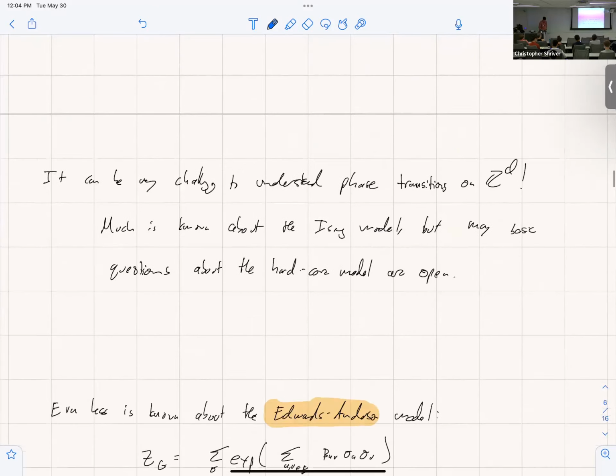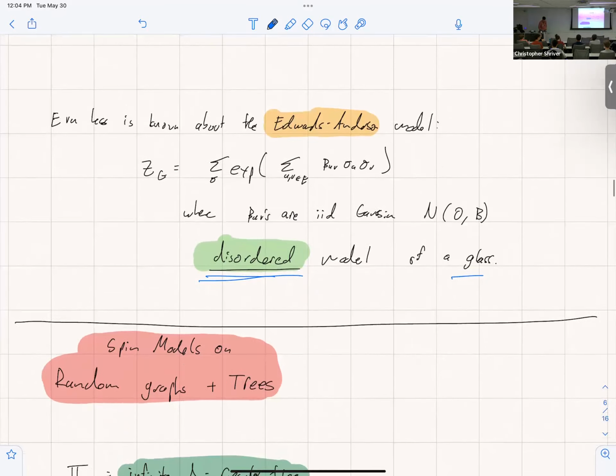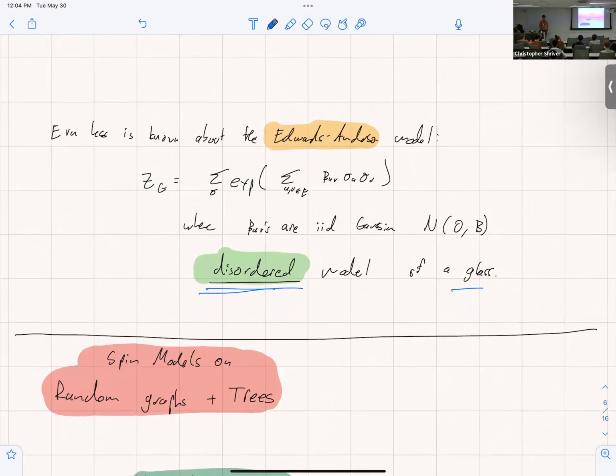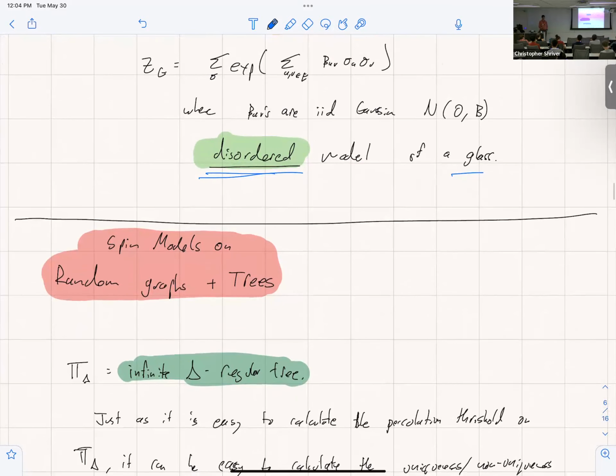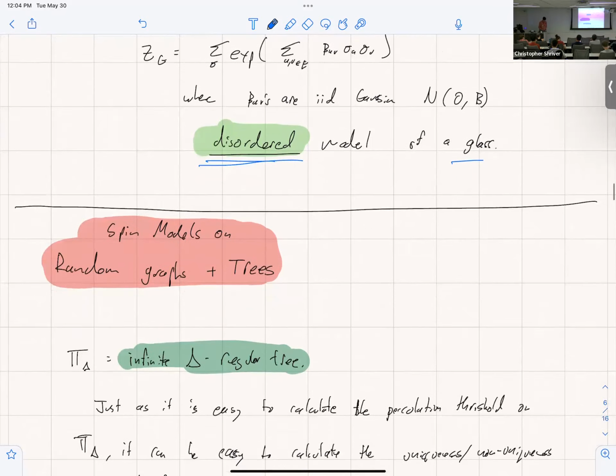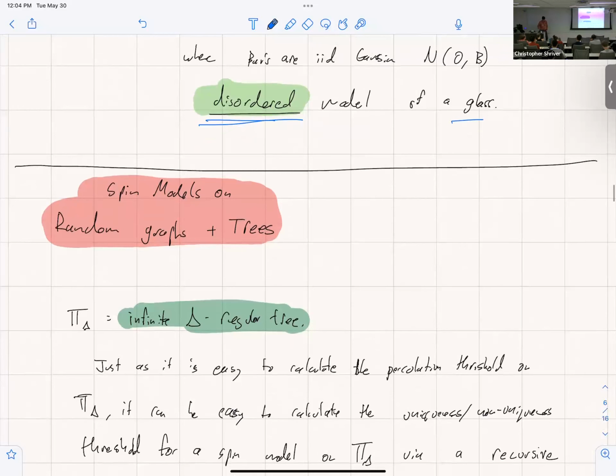Okay, so now I want to move on and talk about the same type of spin models, but now on trees, infinite trees, and random finite graphs. And we'll try to say, do these definitions still make sense? If not, what can we do? And so the star role will be, I'll call it T_delta, which is just the infinite delta-regular tree.